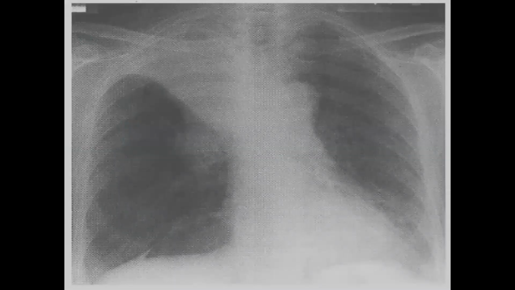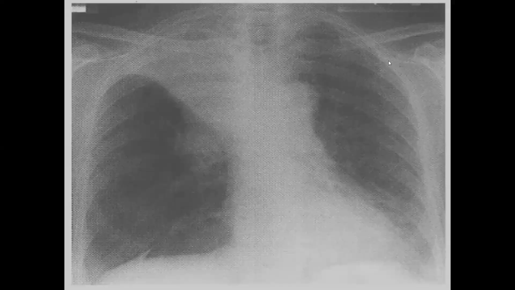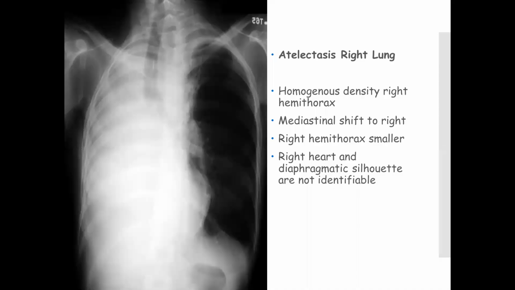So if you look at this, this is a what? Right upper lobe collapse. Able to see there is absence of vascular markings, there is bowing of the fissure. Then I don't know if you're able to see the trachea has moved to the affected side. So basically that's all about lobar collapse. So atelectasis of the right lung: homogeneous density in the right hemithorax, mediastinal shift to the right, right hemithorax is smaller, right heart and diaphragmatic silhouette are not identifiable.